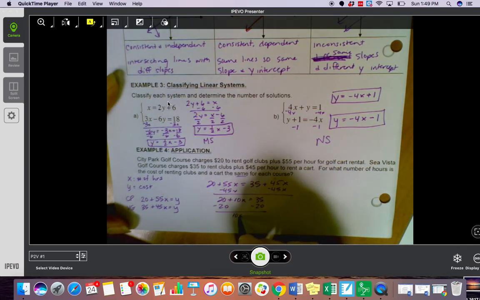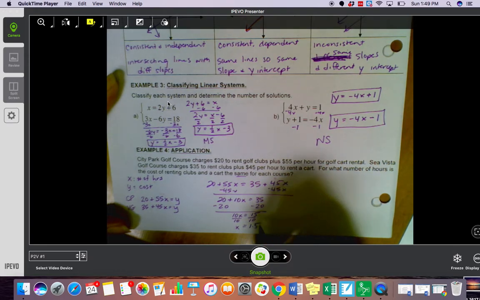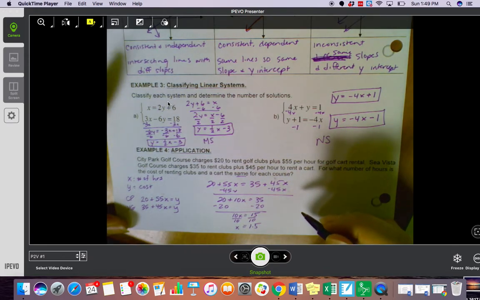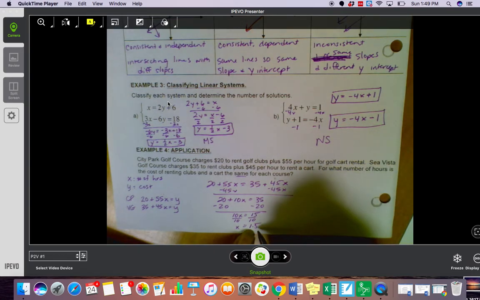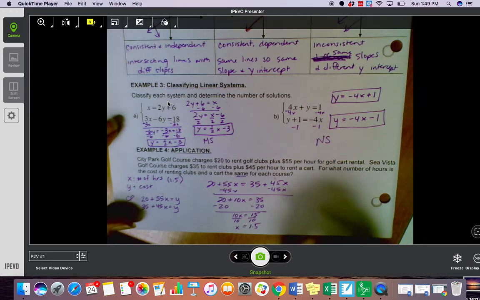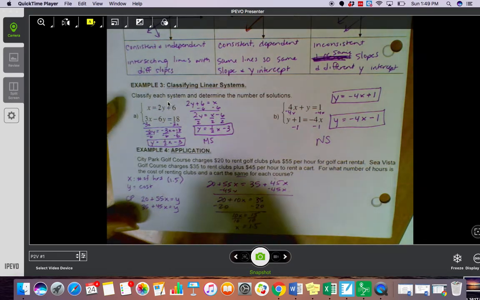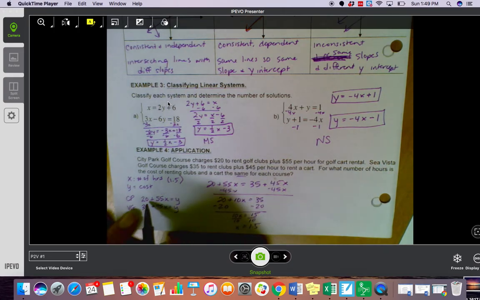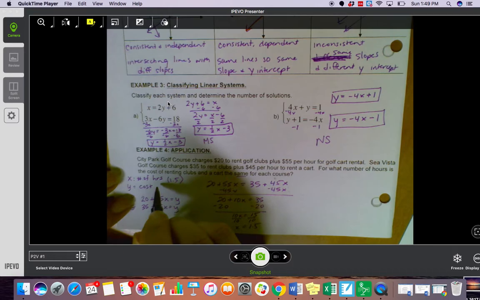So I have 10x equals 15. Divide by 10, divide by 10. x equals 1.5. So I can say that my x here, the number of hours, is 1.5. And the cost, if I fill in 1.5 in each of these equations for x, would be $102.50.